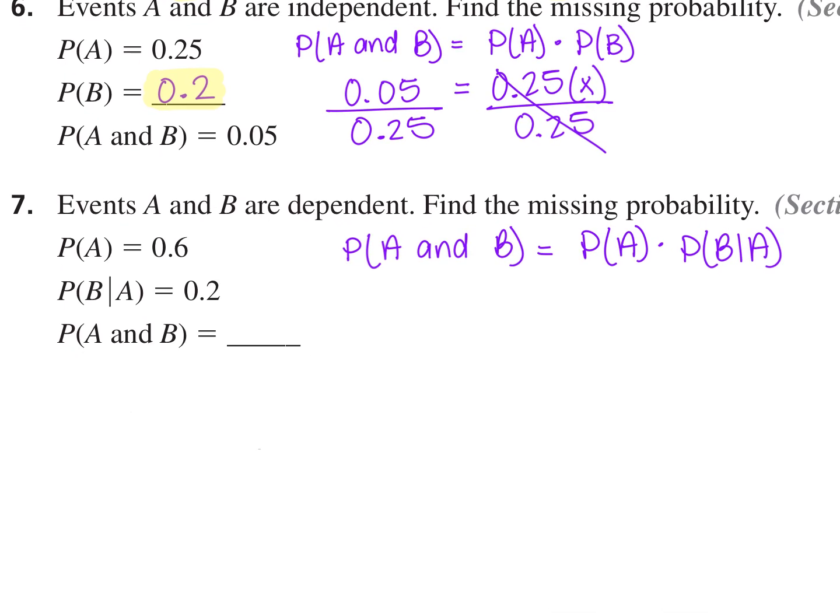But keep in mind, they're giving me all the information I need. I don't know what my total probability is, but I do know what the probability of A is, which is 0.6. And I do know what the probability of B after A is, which is 0.2. All you had to do was multiply those two together, and 0.12 would have been your answer.